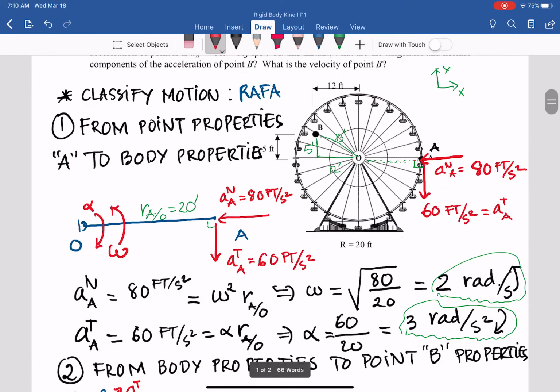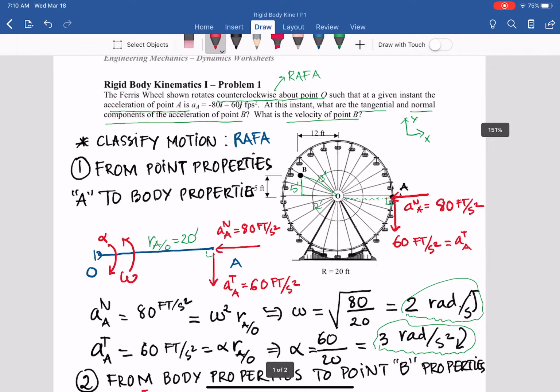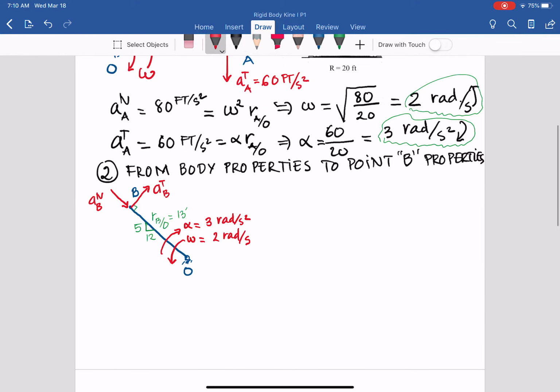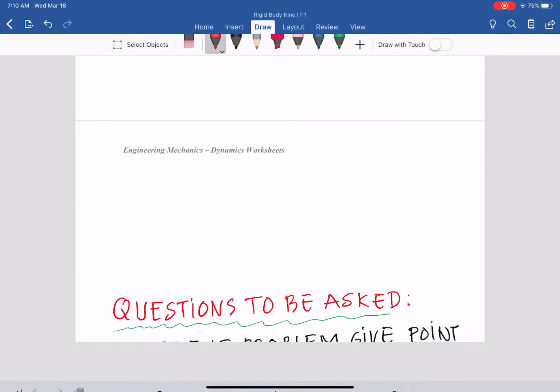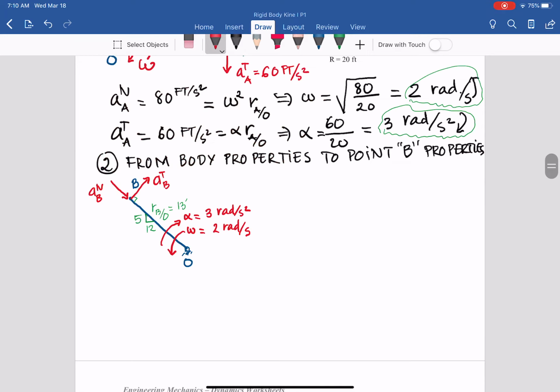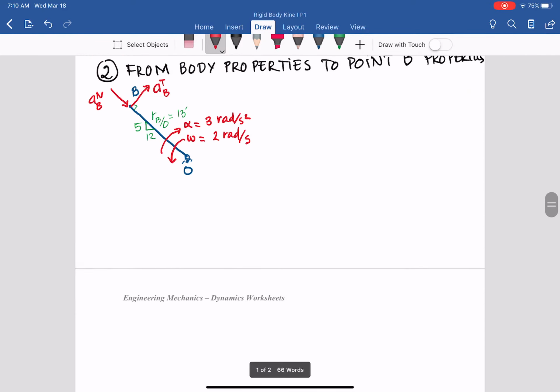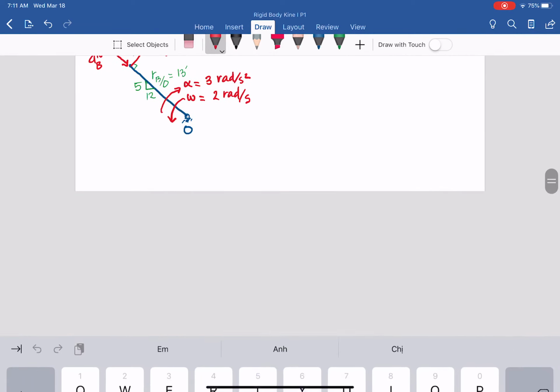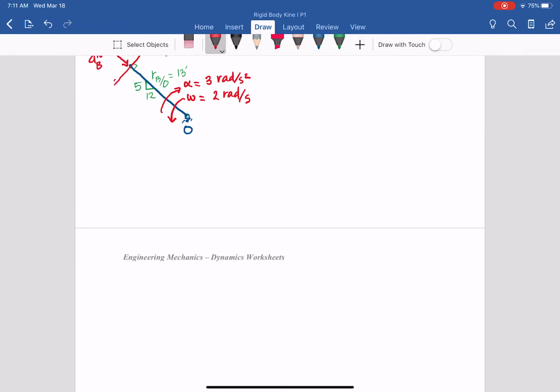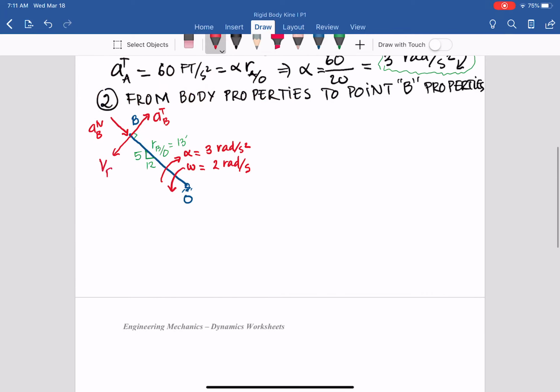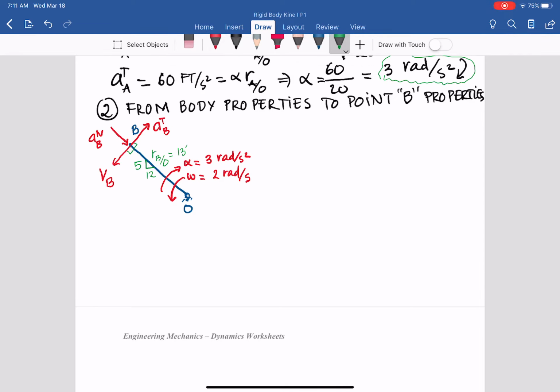The other question asks, what is the velocity of point B? Velocity of point B and omega have to be consistent, the same direction. As you can see, omega goes counterclockwise, so V_B has to go in that direction and perpendicular to the radius. That is one of the characteristics of velocity, from the lecture that you have. So from that you have the body properties. Now find the point properties.